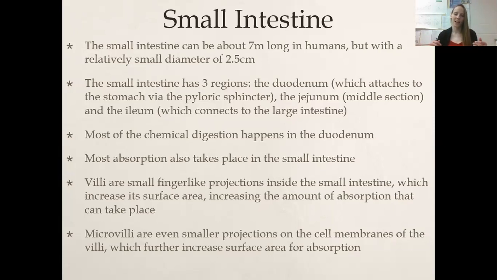There are things called villi, which are just small finger-like projections that line the entire inside of the small intestine. That increases the surface area of the small intestine so that more absorption can take place there. And then there's actually microvilli, which are these little tiny bumps on your villi, which further increase the surface area.